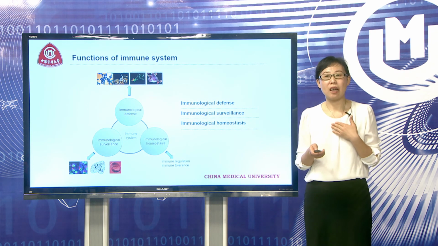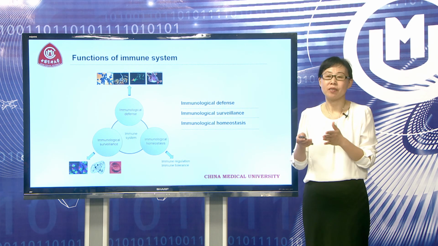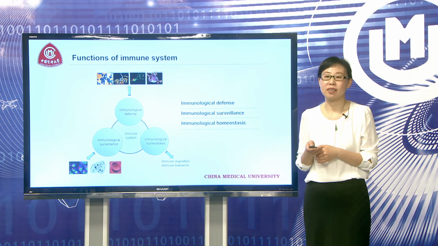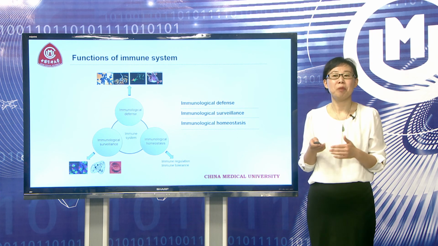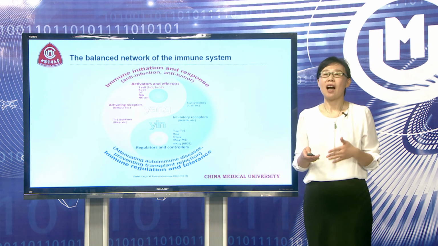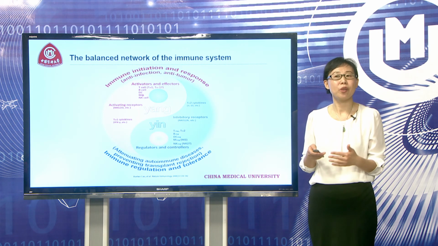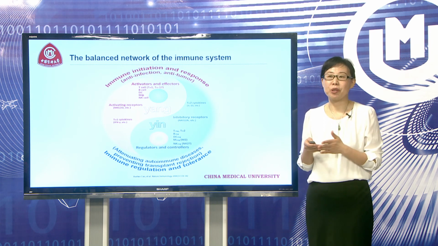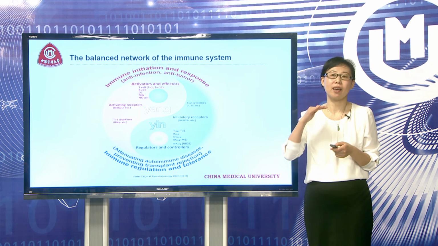And our body is kept in a state of balance by a very important mechanism, which is called immune regulation and immune tolerance. So we are very healthy. This function is called immunological homeostasis. And finally, I would like to emphasize that the immune system is not always doing things good for us. Sometimes, if an abnormal immune response takes place, it will cause disease. It will break up the balanced state.